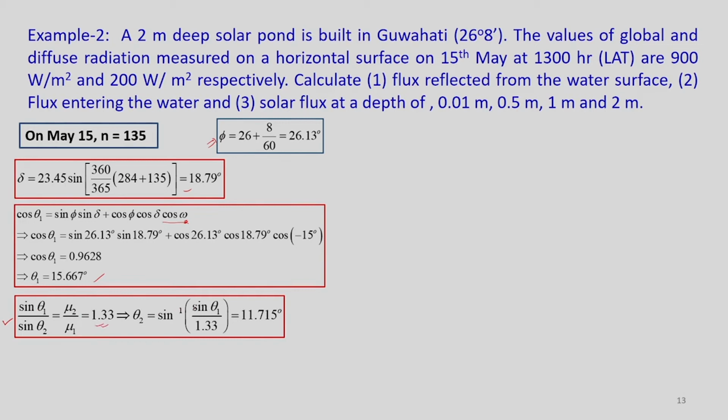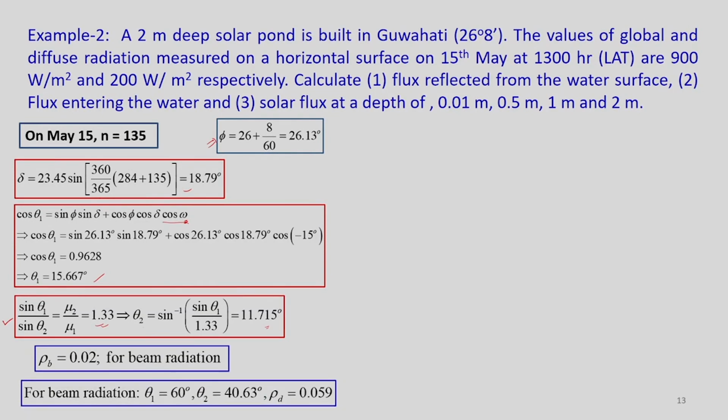So this is 1.33, so theta 2 is about 11.715. Okay, so we can use the chart to get rho b for beam radiation, and also for diffuse radiation. For diffuse radiation, theta 1 is 60 which we have considered, theta 2 is 40.62, and rho d is 0.059.